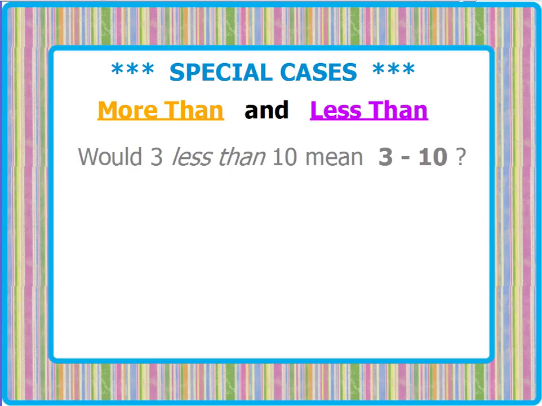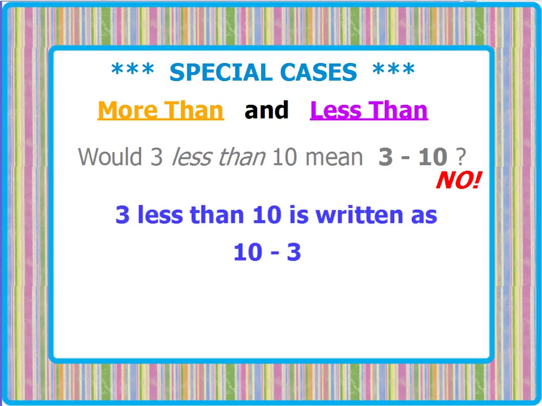If I wrote the phrase 3 less than 10, would that be the same as 3 minus 10? What value is 3 units less than 10? Isn't that 7? If I calculate 3 minus 10, do I get 7? Absolutely not. I get negative 7, and that is not the same. I would have to reverse the order and write 10 minus 3 instead, and that would give me the appropriate value.